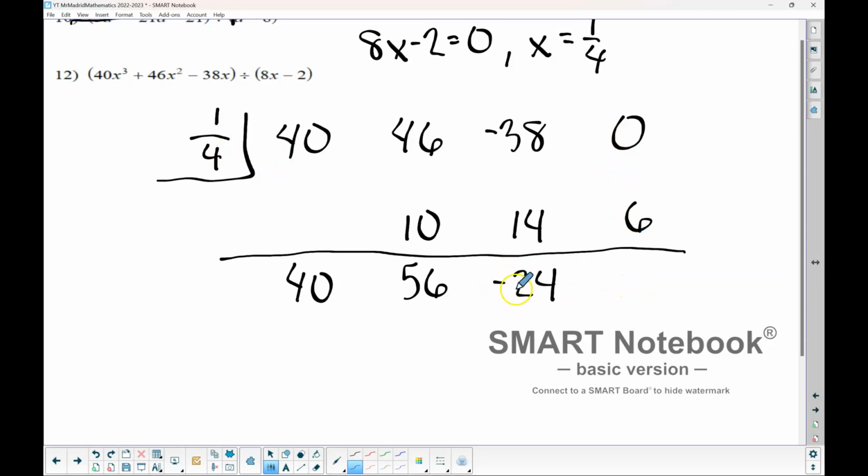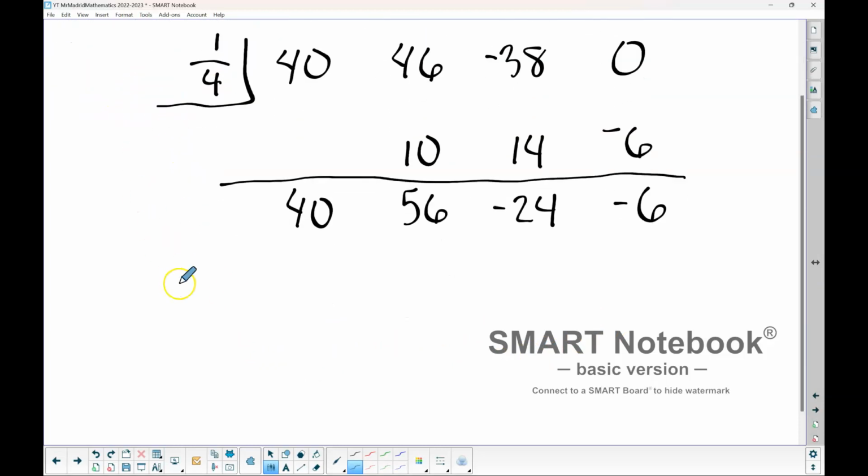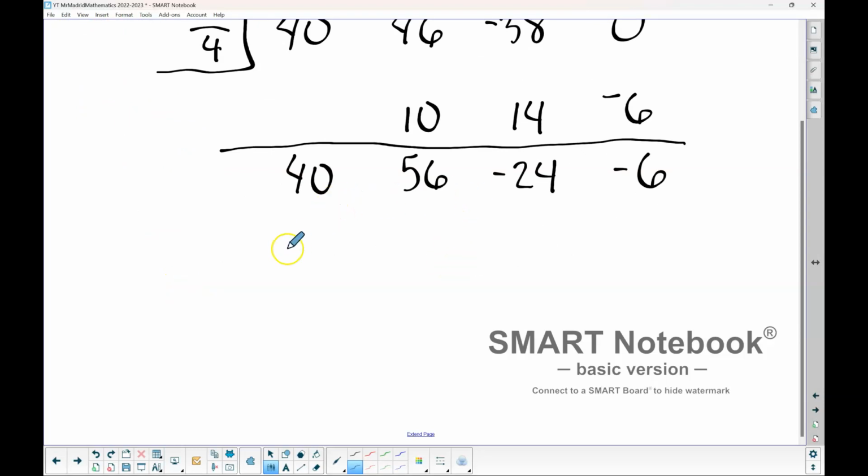Whoops. I have to be careful here. After I added, it was negative 24. 1/4 of negative 24 is negative 6. So then we add and we get negative 6. Okay? Now, again, we're pretty much done from the last process, right? So the highest exponent was an x cubed, so what's going to be the exponent for this one? If you said x squared, good.